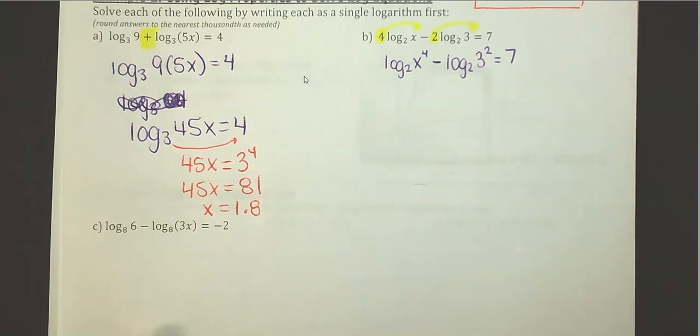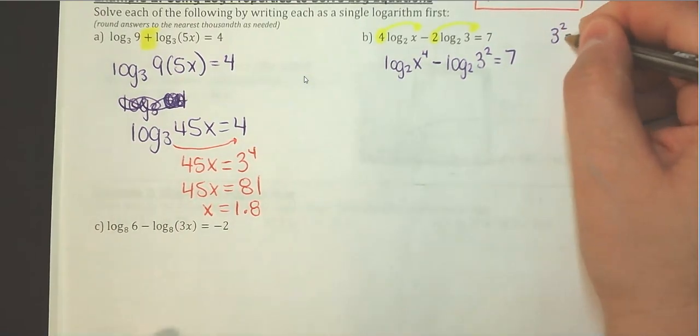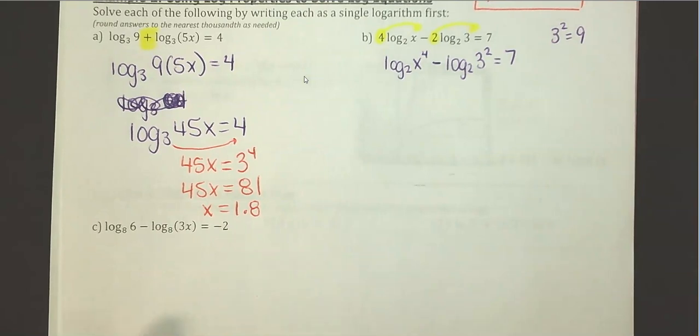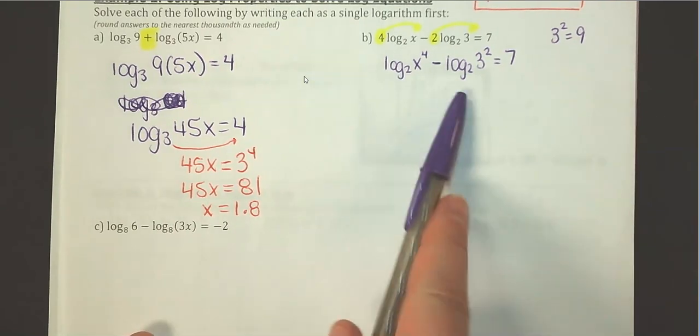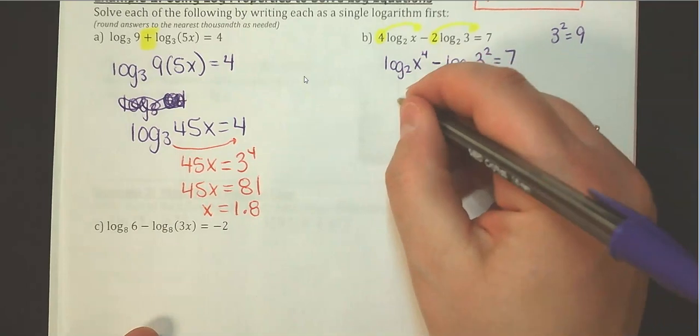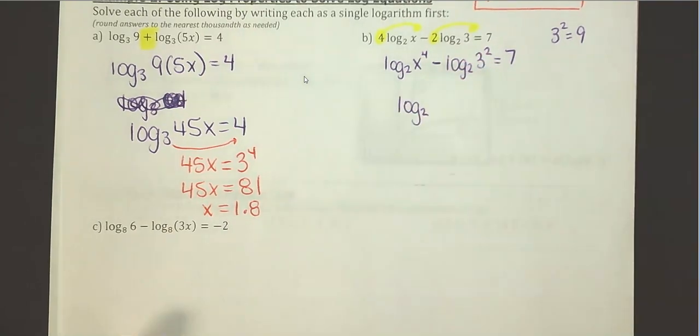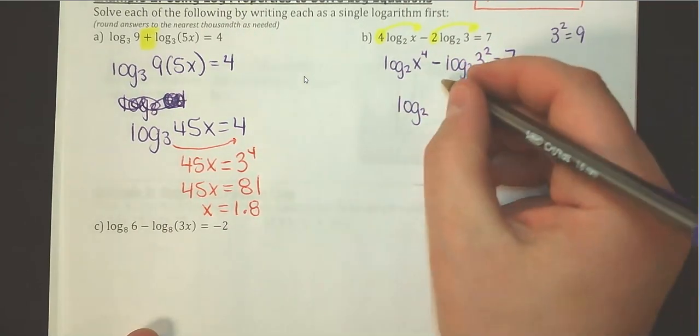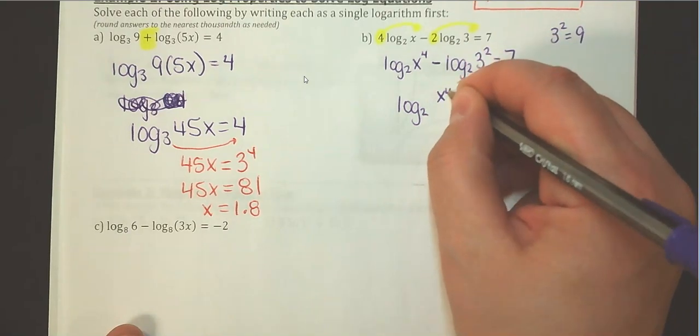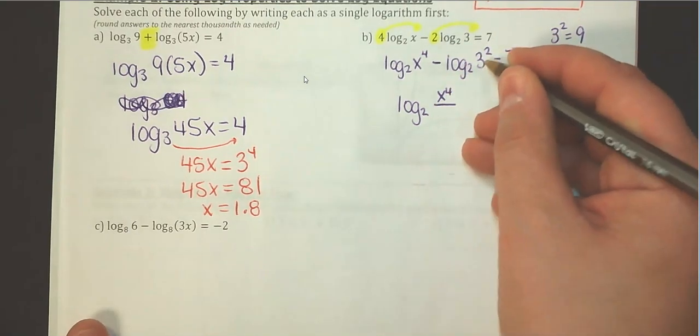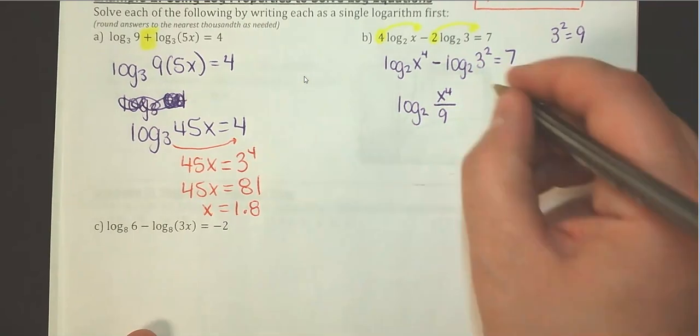Now, I'm just going to write this to the side. You guys would be okay with me saying 3 squared is 9, right? All right, now, in between these two, I'm subtracting. So subtraction, if we're squishing together as a single log, is going to convert that to be division. So I'm going to have x to the 4th, and then over 3 squared, which I'm just going to go ahead and write 9.